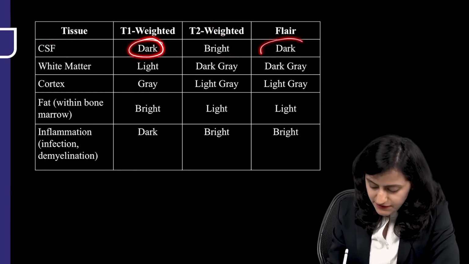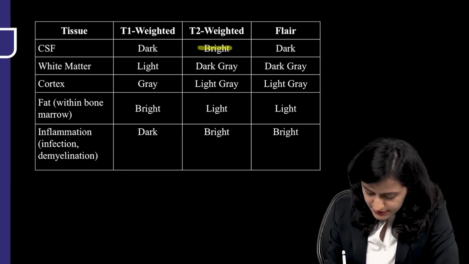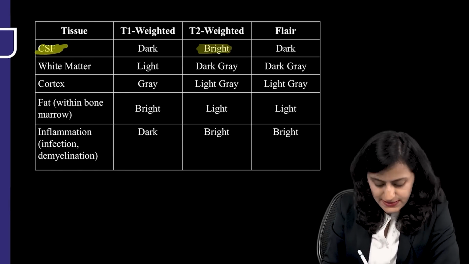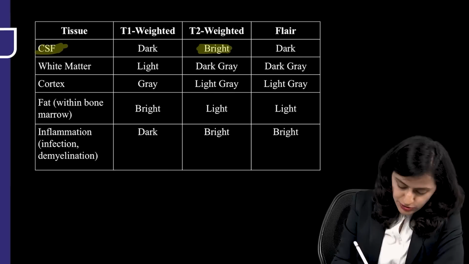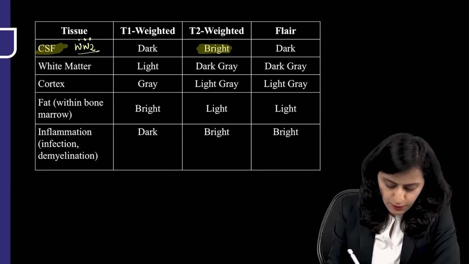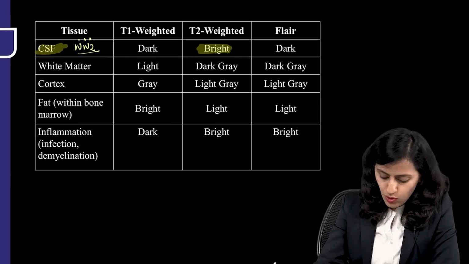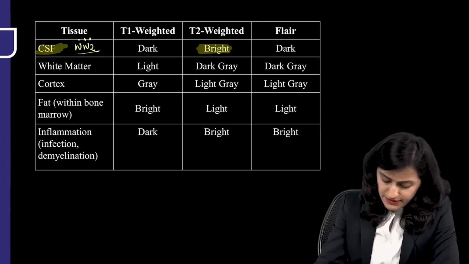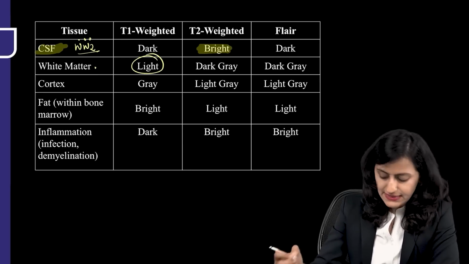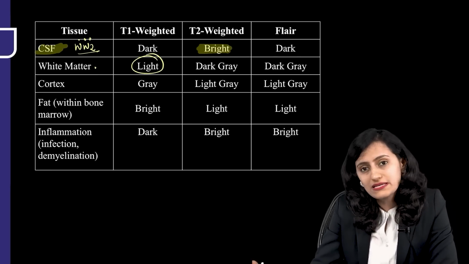It is dark on T1. There's another sequence, FLAIR, where it is dark. So remember that on T2 weighted, water is white on T2. So you remember this as WW2, that is water white on T2, that is World War II, water white on T2. Next, what we have is white matter is light. That means it is white on a T1 weighted MRI.